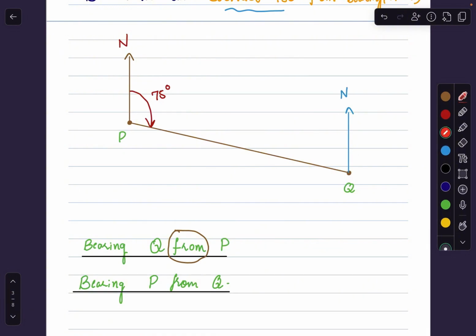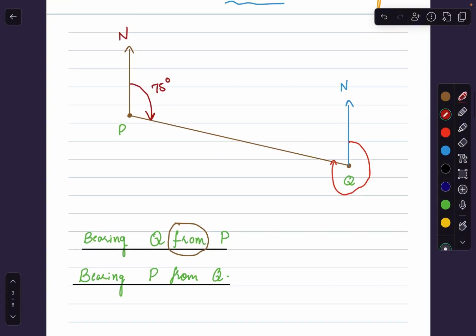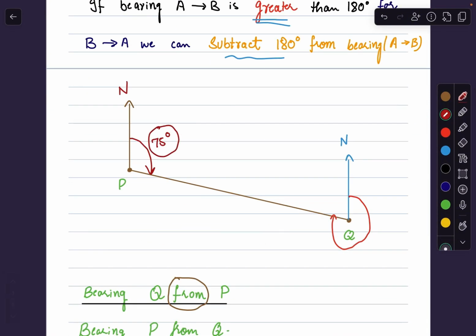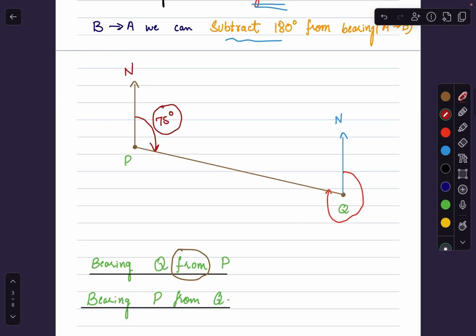The north is now on the Q, and you'll be measuring the angle. To measure the angle, we again start clockwise from the north, and you have to go to the line that is already joining the Q. To get the back bearing from Q to P, we do the step I told you about. If the angle is less than 180 degrees, that's 75 degrees, you have to add 180 degrees to that. If you add 180 degrees to 75 degrees, that gives you 255 degrees.